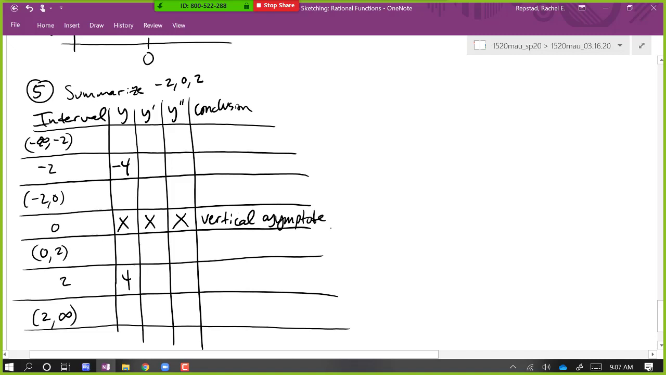If we put our sign chart for y prime down the y prime column, we have positive, 0, negative, negative, 0 again at 2, and positive. For the second derivative, it was negative in the beginning, and then on the other side of the vertical asymptote, it's positive. Just putting down that information that we already wrote up in the sign charts above.